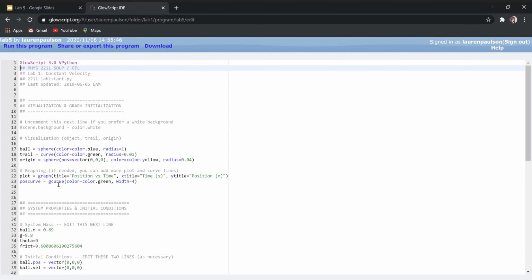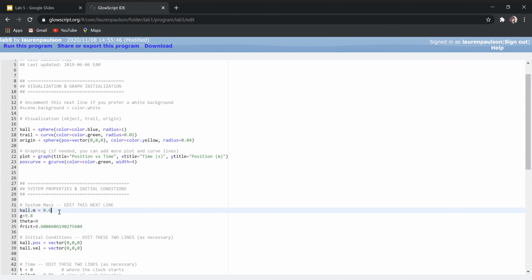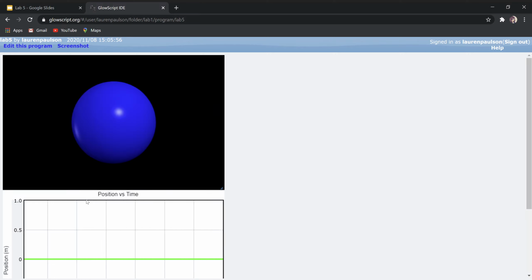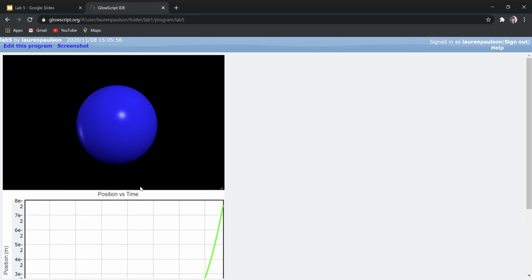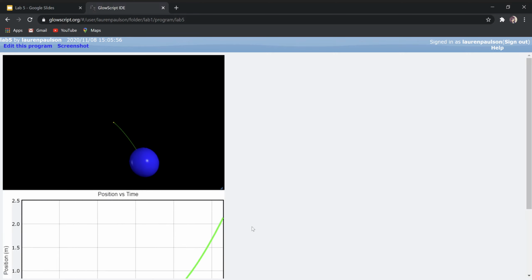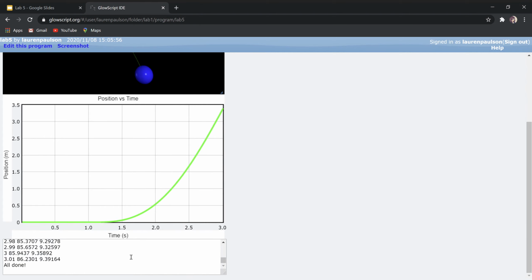And we can actually see this in our GlowScript model if I edit this mass and make it a very large mass, and it still will show an incline angle where it slips of about 31 degrees. If we go and look here, same data, still about 31 degrees.